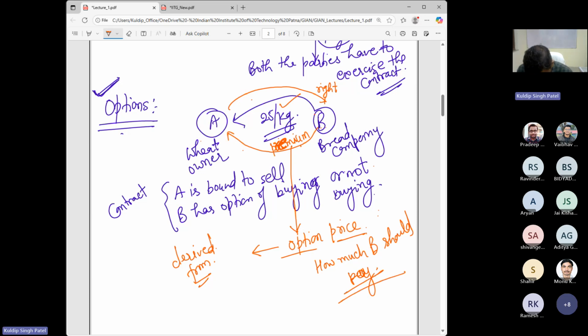Not best, rather you should use the word appropriate option price. Suppose B should pay rupees 1000. What will happen if B is paying more than 1000, and what will happen if B is paying less than 1000? Both the situations are not good for economy. Agree? If someone is getting more money than what he deserves, then that is also a problem. If someone is getting less than what he deserves, then also there is a problem. So we all agree that this fair pricing of option is crucial.